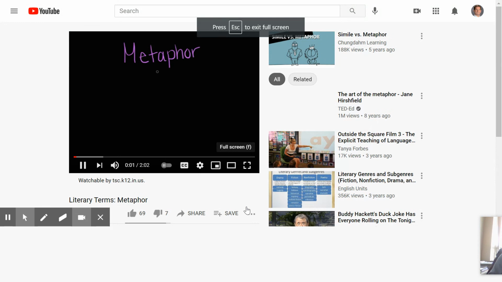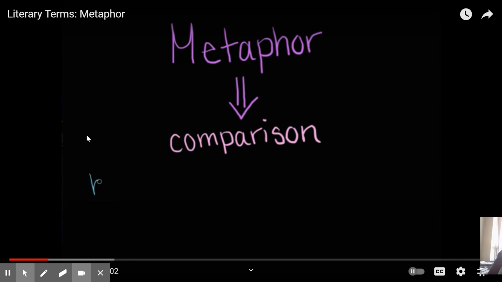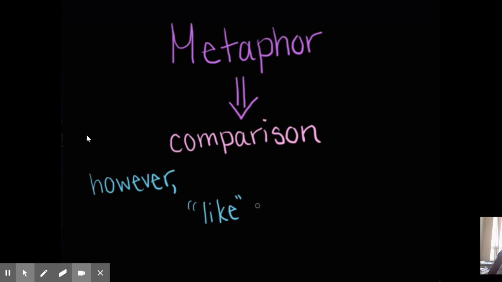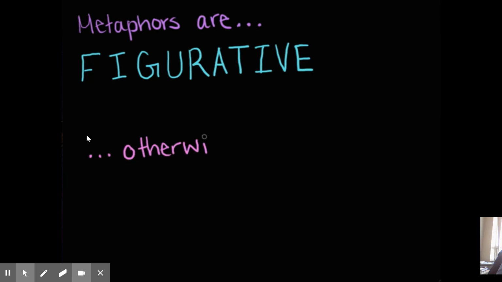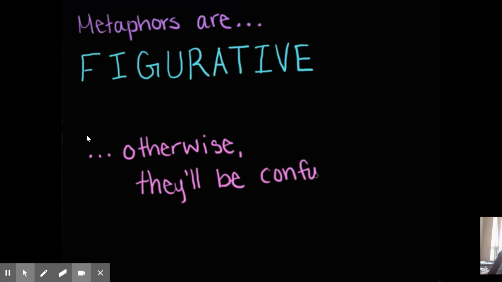Which would be a metaphor. Now, in its basic definition, a metaphor is a form of comparison where you compare two objects in order to better understand one another. However, unlike its counterpart, the simile, the metaphor does not use the word like or as. Now, it's also important to remember that metaphors are figurative, as in they are part of figurative language. In other words, if you take metaphors literally or at face value, they won't make any sense to you at all. You'll be super confused. However, they're still pretty important in your study.